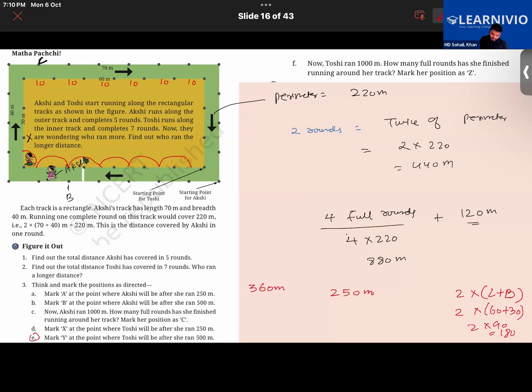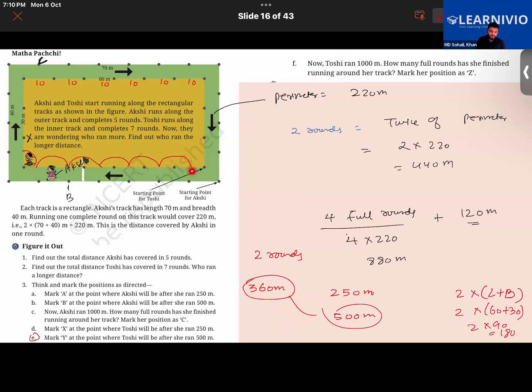360 meter means two rounds. She has done two rounds, so she will be at the same point from where she started running. One round is 180, two rounds is 360. Now, how much more do we need to reach 500 meter? She has to run 140 meter more. 500 minus 360 is equal to 140.